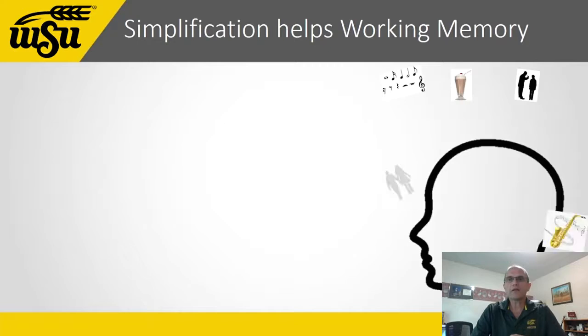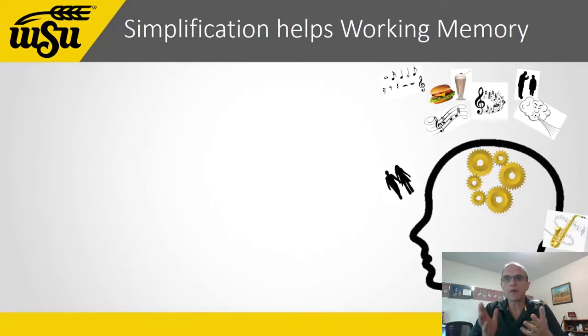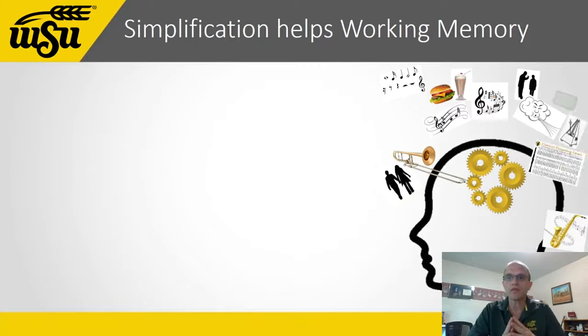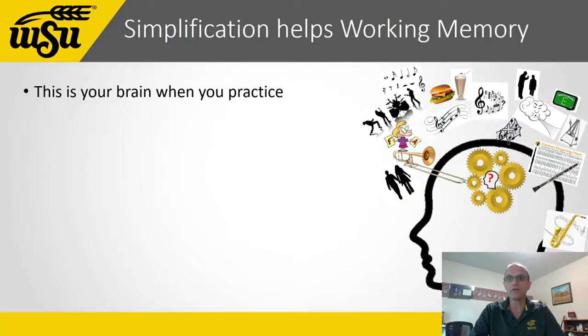The final thing to remember about how we learn is the concept of simplification. Remember, your brain can only handle so much information at a time. However, when we practice, our brains are often thinking about way too many things, and we're unable to give our attention fully to any one thing. Remember that 7 plus or minus 2 rule. You need to reduce the number of things that you're thinking about in order to use that rule.